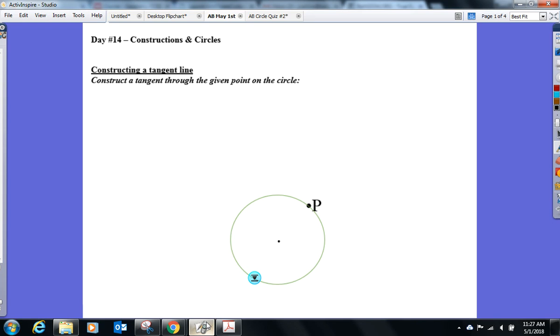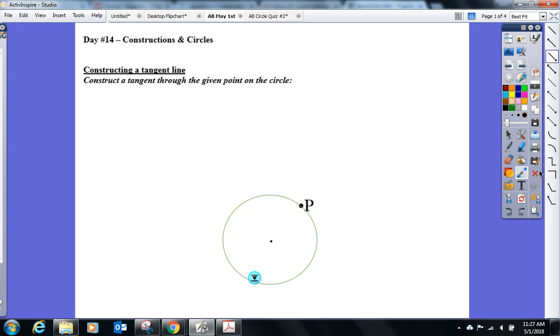Constructions with circles, our last constructions of the year. First one: how do I make a tangent line going through a point? We're actually going to use one of the theorems right now to help us out. Don't do this yet. I need something that looks like that at the end with my compass.